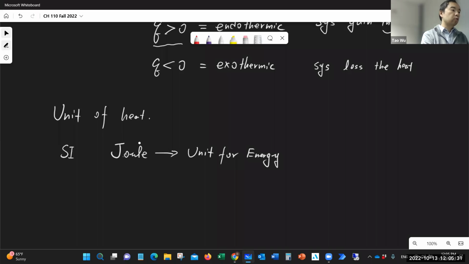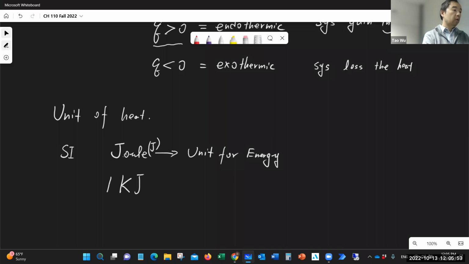But the point is, joule is too small. In chemistry, we usually use kilo. So the unit is kJ. We're using kilojoule to represent energy. In a lot of chemical reactions, we just use kilojoule instead of joule, because the joule unit is too small.